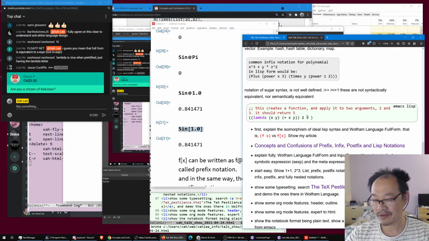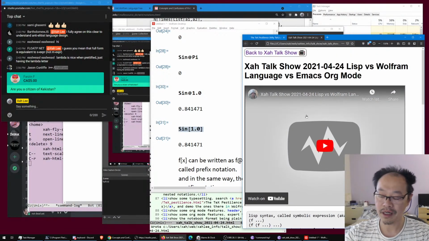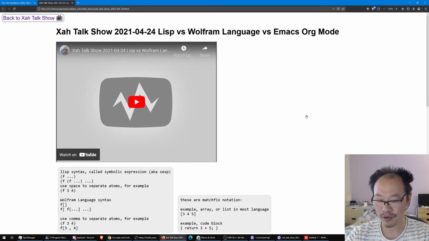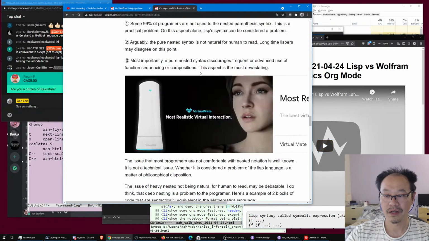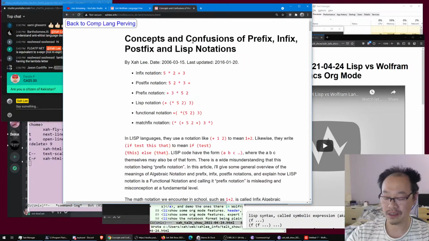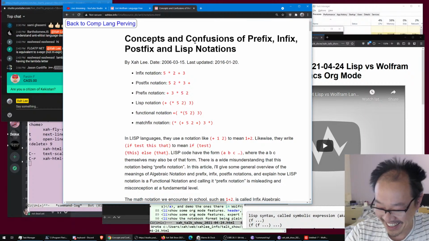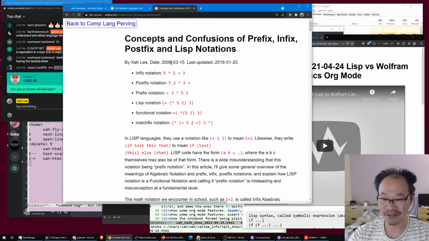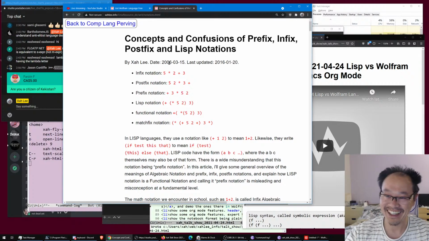In fact, I have lots of articles on that. Let me show you some articles about postfix and prefix notation, because they are very interesting. First of all, you might want to read this article: concepts and confusions of prefix, infix, postfix, and Lisp notations. By the way, that title is clickbait. This was written in 2006, before the word clickbait became popular. That's why they call me a troll.